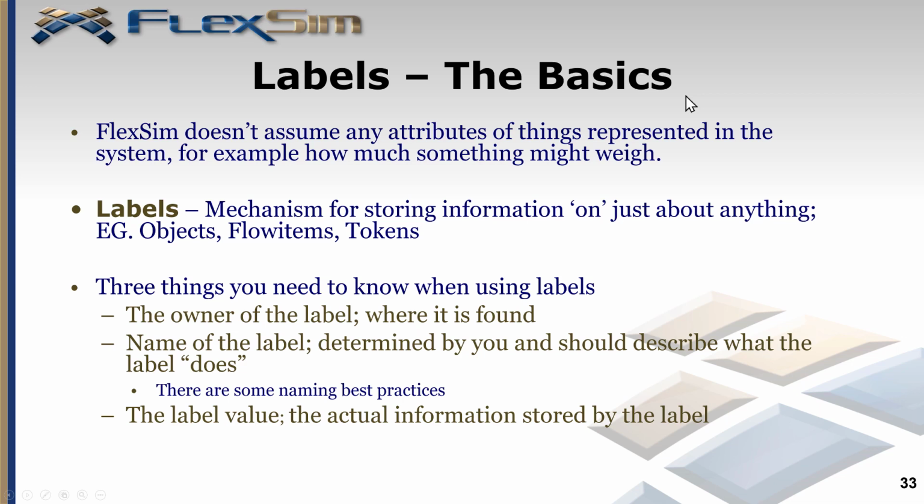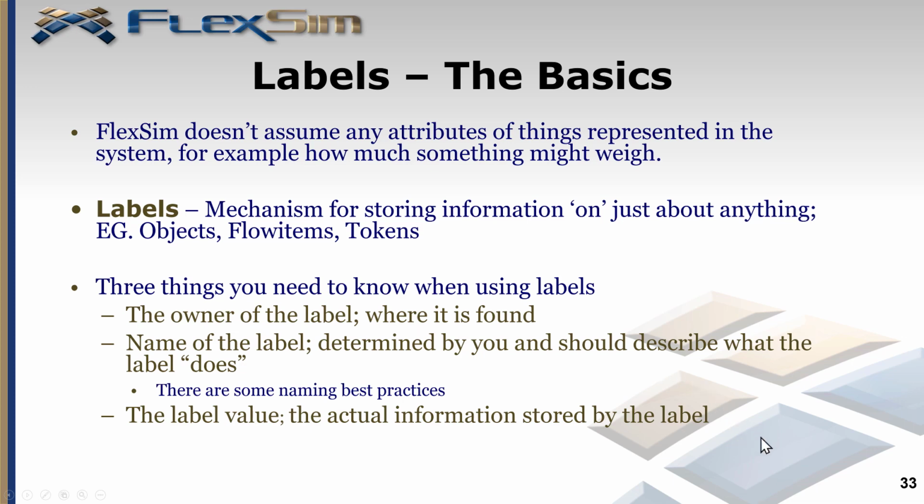First is the owner of the label, where it is found. The second thing we need to know is the name of the label. This is determined by you and should describe what the label does to be a good name. And there are some naming best practices that we'll talk about. Next is the label value, the actual information you want to store on the label. This can be numeric, it can be a textual string, it can be a pointer. There are a number of different types of values. But in summary, you need to know the owner, the name of the label, and the value of the label.